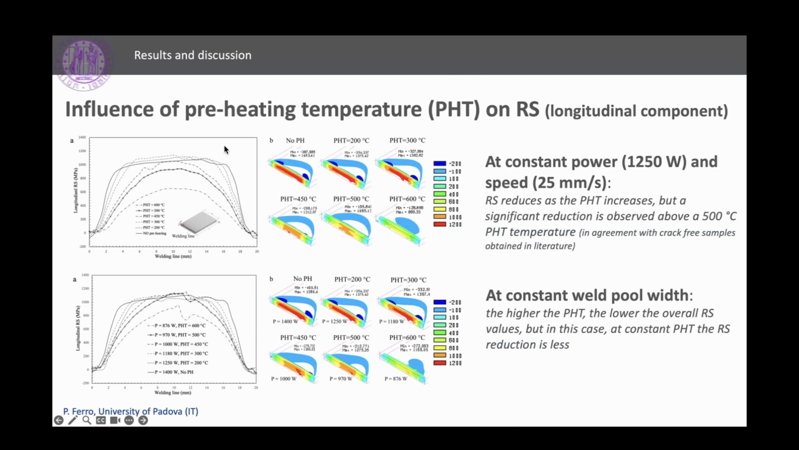In particular, we can see that if we want a significant reduction of residual stresses, we need to operate with a preheating temperature over 500 degrees or even 600 degrees. And this result was found more or less in agreement with some other results found in literature about arc welding, not laser welding, but arc welding of such kind of alloys.